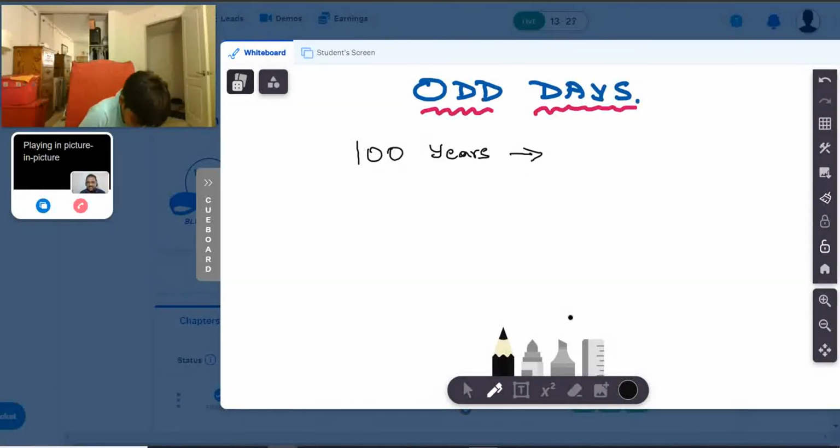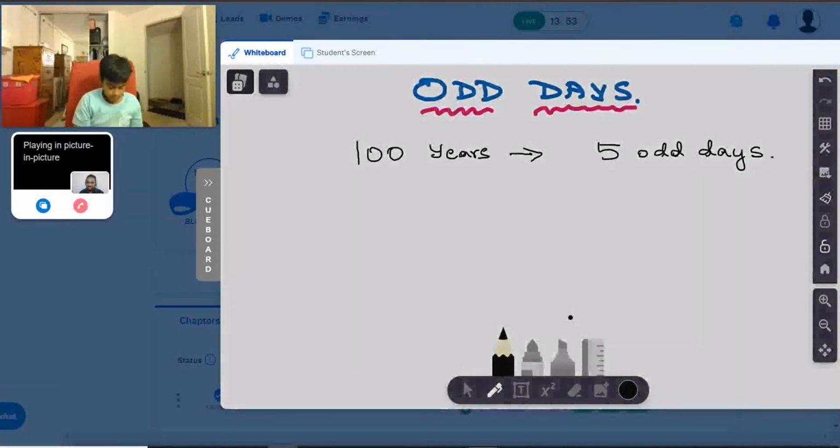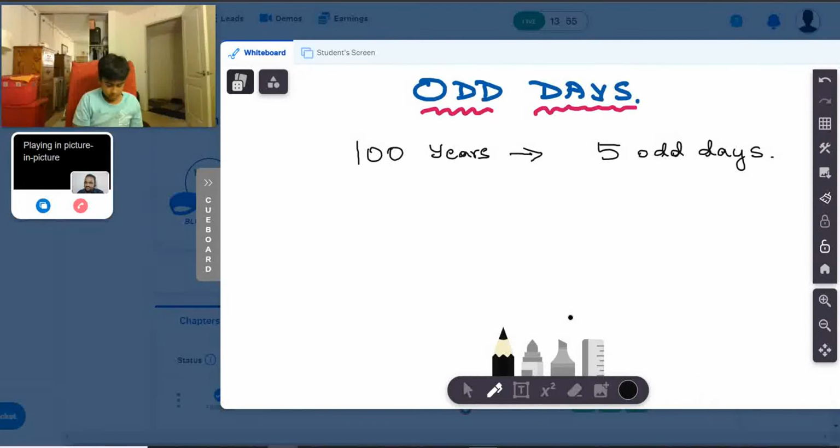You'll understand why we are doing it for 100 years when we do the problem. For 100 years, there's actually a big calculation. Do you want the calculation, or just the number of odd days? I'll tell you the answer first: for 100 years, it's 5 odd days. Do you want me to tell you how we got 5 odd days, or is it okay if we just go to the next part? Can you tell me so I don't get confused?